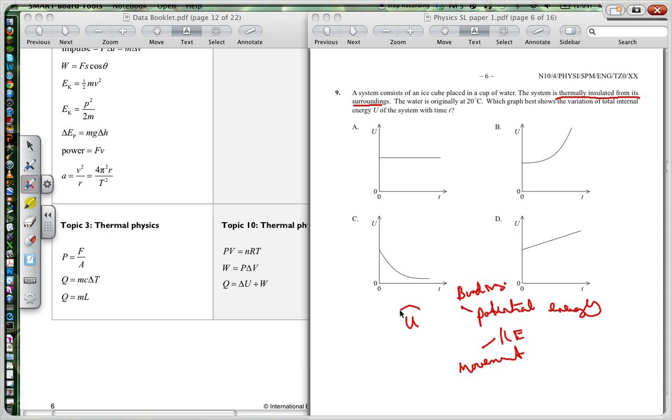So this total U, therefore, would be the same because it's thermally insulated. So no energy is coming in or out. So it would be A.